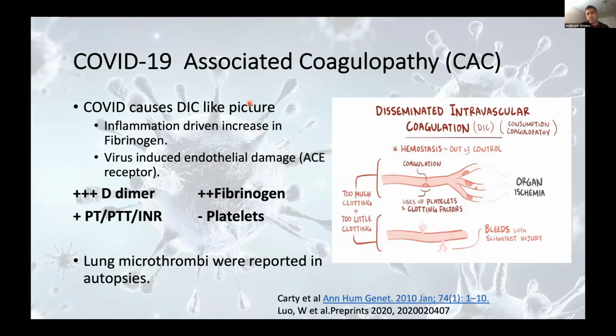Lou and his team, in a preprint study as well, did autopsies on COVID-19 patients, and they described a lot of lung necrosis, or in fact, they described it as hemorrhagic necrosis, and they described a lot of microthrombi as well.